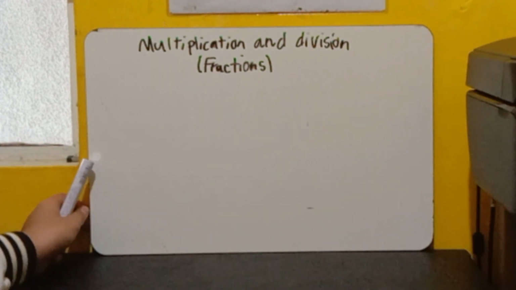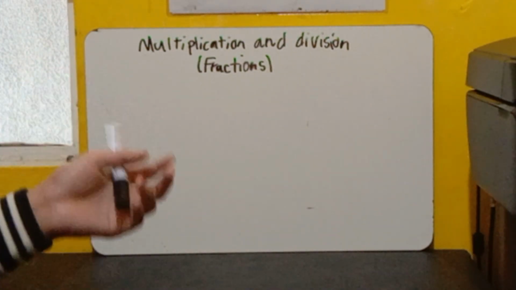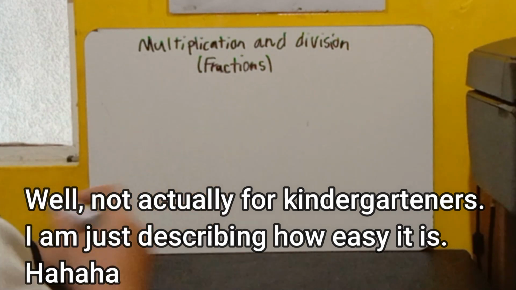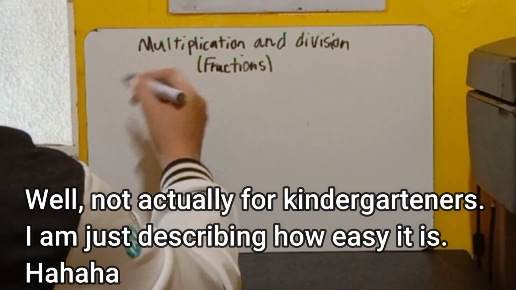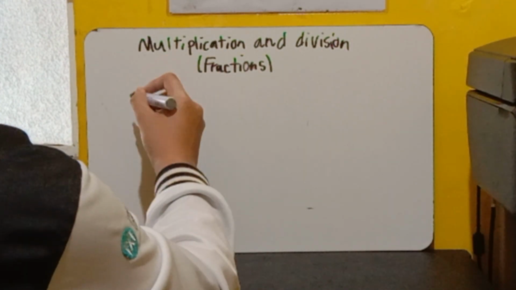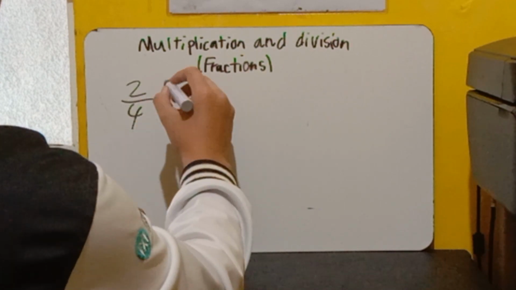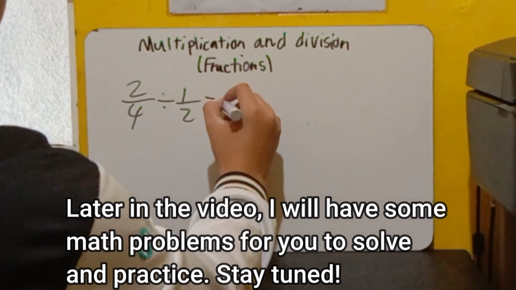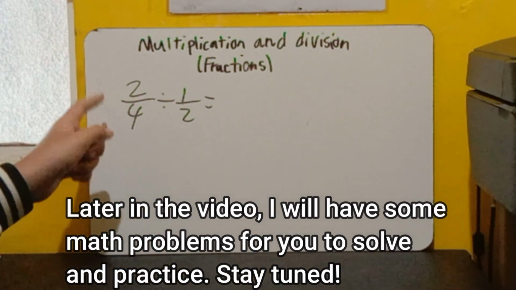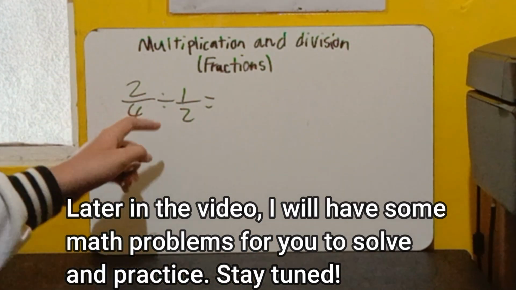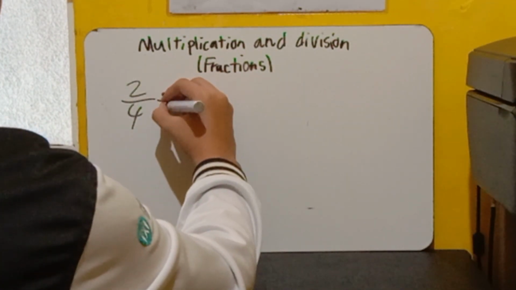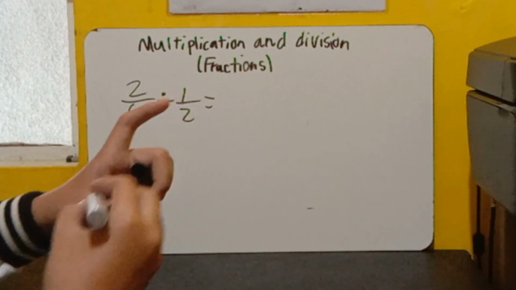Now, what about division? Well, division is also easy. It's so easy, it's like for kindergarteners. So let's try this problem: 2/4 divided by 1/2. We did the same fractional numbers, just a different operation. Yep, that's a division, right?